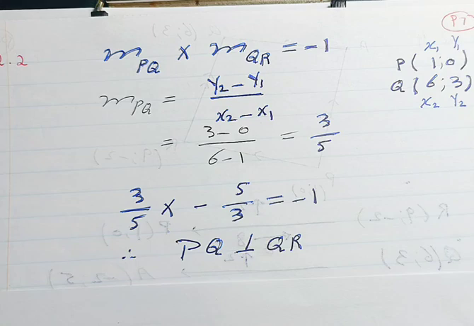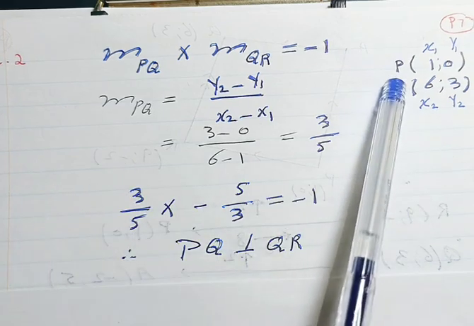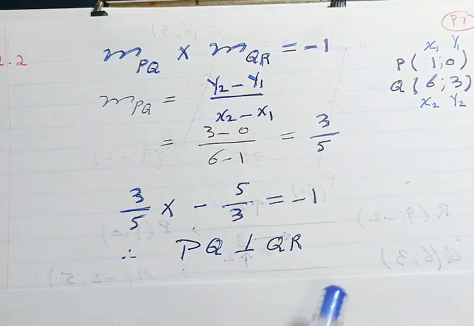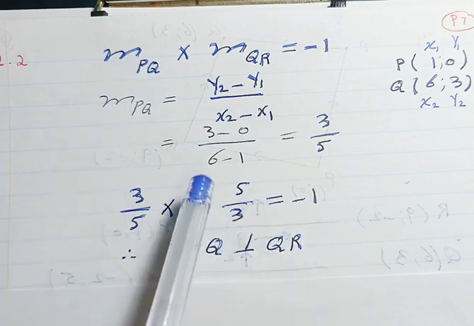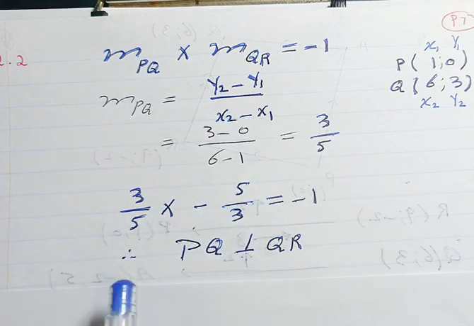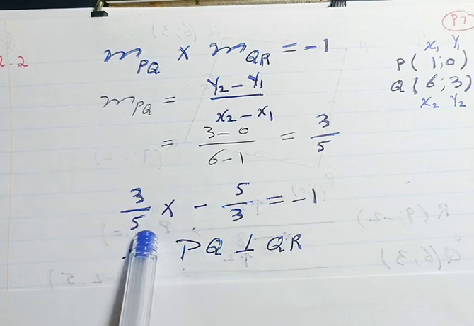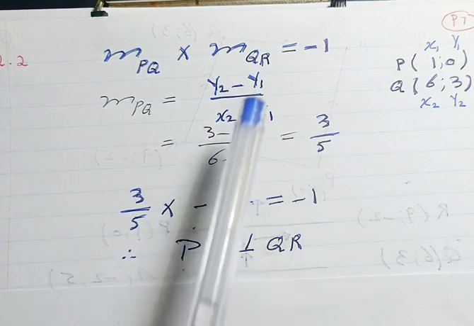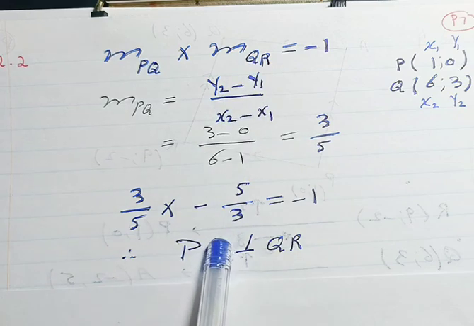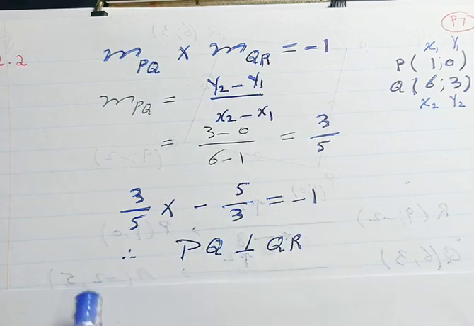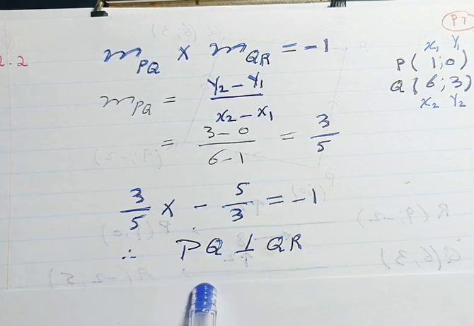The gradient of QR we already found earlier, which is negative 5 over 3 in previous question 2.1.2, but now I need to find the gradient of PQ. So these are the coordinates of P and Q. I plug it into this formula. I find the gradient 3 over 5. Now the gradient of PQ is 3 over 5. Multiply by the gradient of QR, negative 5 over 3, which equals negative 1. Therefore PQ is perpendicular to QR.